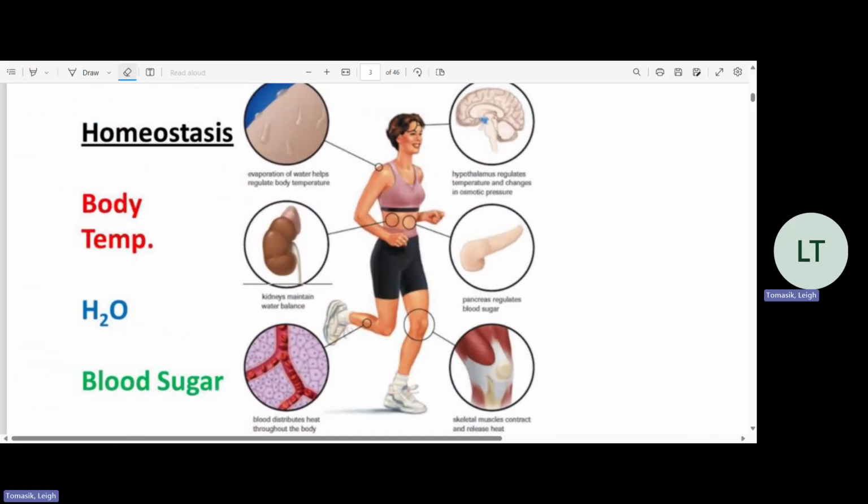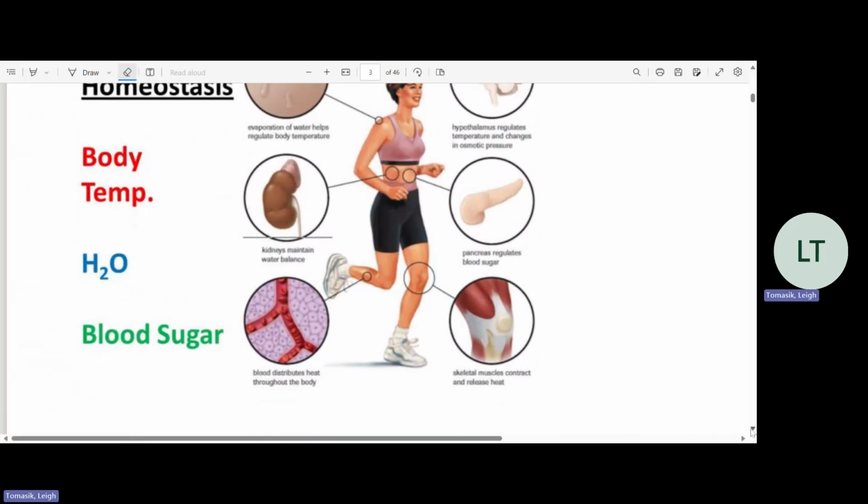And then we have the blood that distributes heat to the surface of her body so that it can help the sweat evaporate, right? And so she can keep the inside of her body, particularly her organs, cool enough to do their jobs. And then her kidneys are helping maintain her hydration. Okay, so that's just 6 ways, and believe me, there are many more that this woman's body is going through right now as she jogs.